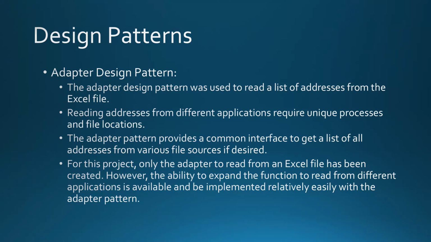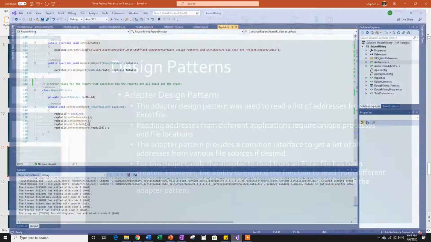Reading addresses from different applications requires unique processes and file locations. The adapter pattern provides a common interface to get a list of all addresses from various file sources if desired. For this project, only the adapter to read from an Excel file has been created. However, the ability to expand the function to read from different applications is available, and it is relatively easy to implement with the adapter pattern. So, talking a little bit more detail about that.